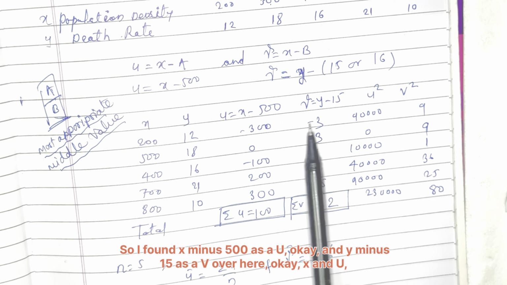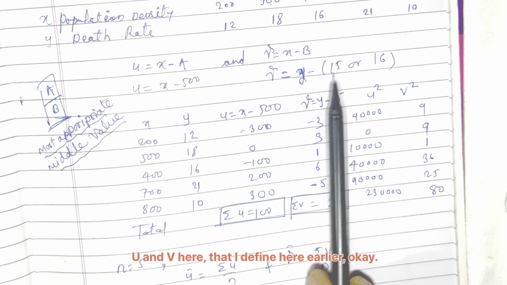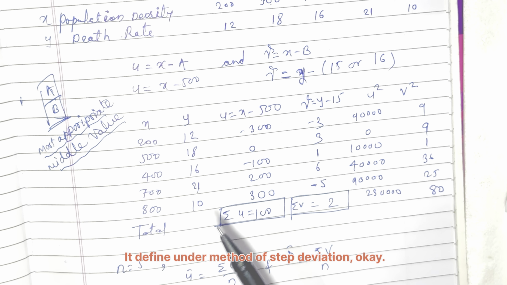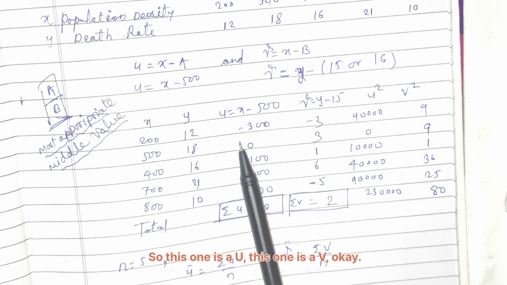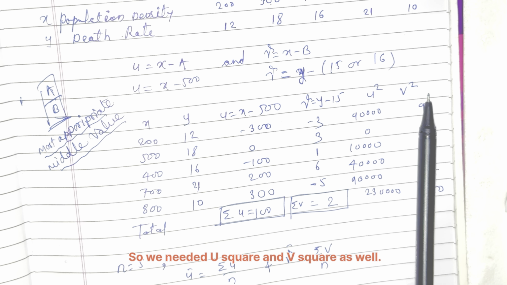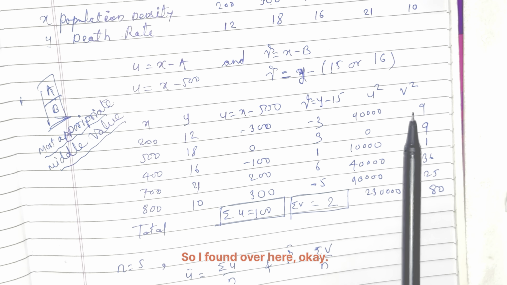Okay, x, u and v here are the ones that I defined earlier under the method of step deviation. This one is u, this one is v. We needed u square and v square as well, so I have written u square and v square over here.